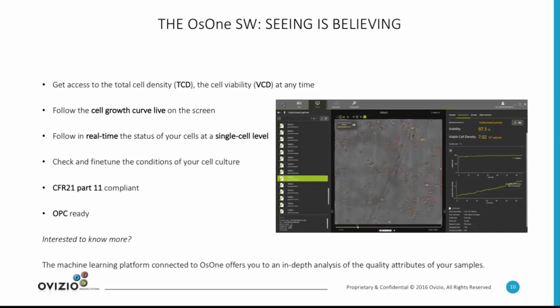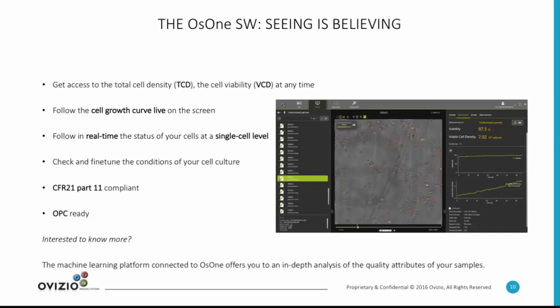So our OsOne software, the main idea is seeing is believing. It allows you to have a look at your cells while they are in your culture, while they are running, while they are being processed, and at the same time to analyze the images that are being created by the ILINE F during the process. So it allows you to get access to the total cell density, viability, and viable cell density at any time. We provide you with a new data point every 30 minutes, which has everything inside. So it's already analyzed images with an end result every 30 minutes.